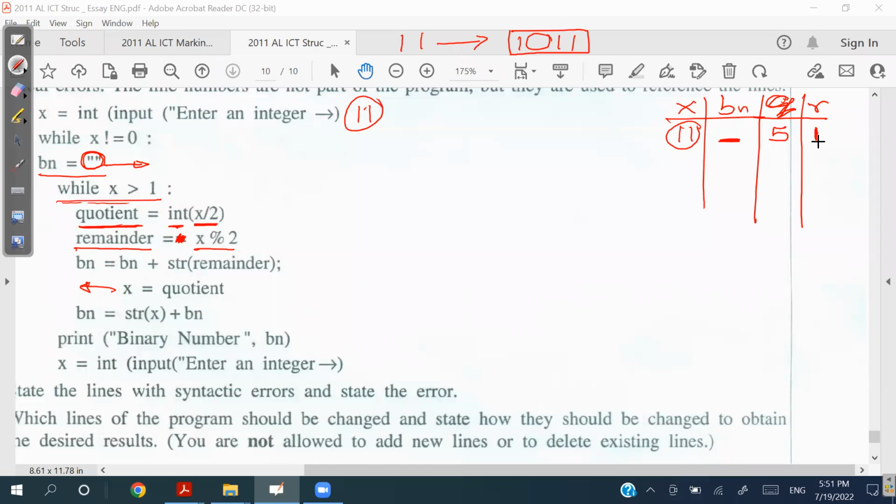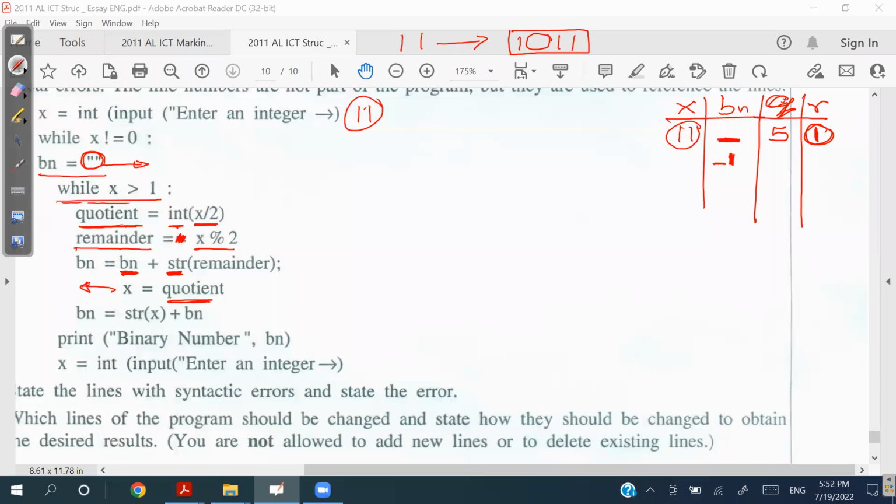Then it says bn equals bn plus str of remainder. That means for the bn, they are asking to concatenate it with the remainder by converting it into a string, because bn is a string, and with a string only a string can be concatenated. So bn is an empty place, and for that empty place, 1 will be concatenated.